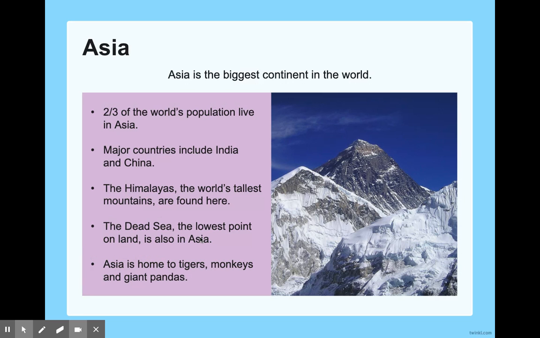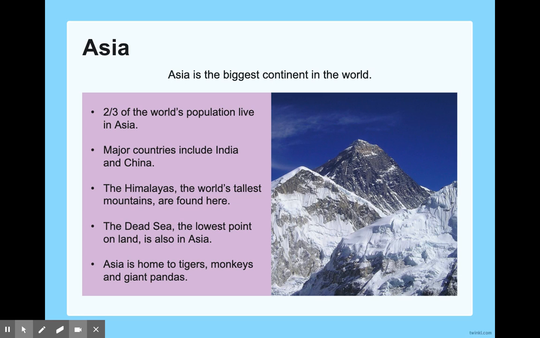So let's learn a little bit about Asia. Asia is the biggest continent in the world. Two-thirds of the world's population lives in Asia. Major countries include India and China. Not only are they large countries, but they have the most people in those countries as well. So that's an easy way for you to remember India and China.